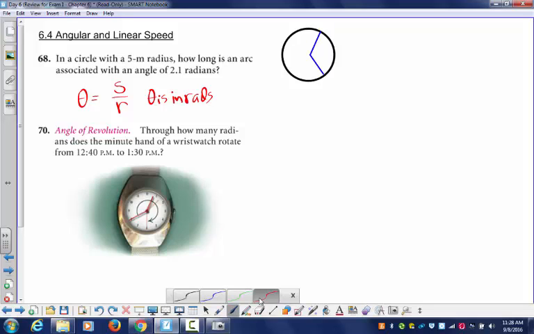So let's figure out the arc. If we look at that equation and I solve for s, s is going to be theta times r. Theta is 2.1 radians. That's good. If it was a degree angle, we'd have to do something different. We'd have to convert it. And then the radius, we're told, is 5. So this is going to be simply 105 meters. That will be the arc right along there.